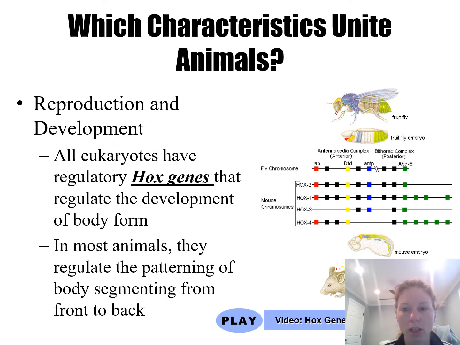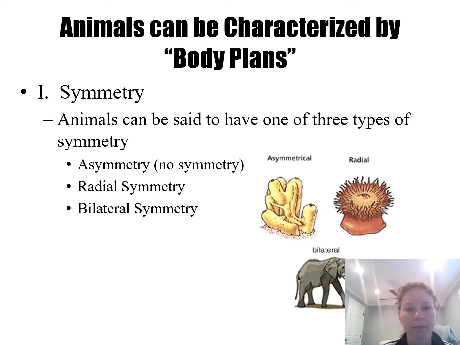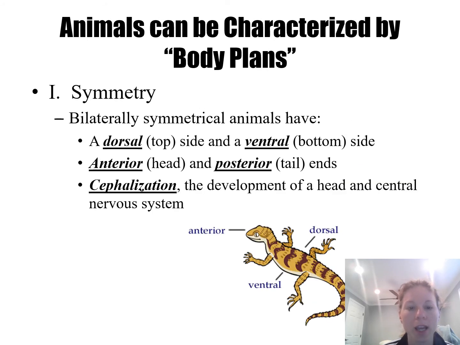Animals also have Hox genes that determine their body plan from front to back. Not all of them have what's called cephalization, where they have a head and they have a clear front and back. Some are asymmetrical. Others have radial symmetry, so they're round. But I would say most animals are going to have bilateral symmetry, and that means they have cephalization, or they have a head. They have a top and a bottom, a dorsal and ventral side, and they have an anterior and posterior end. So they have a head and a tail.